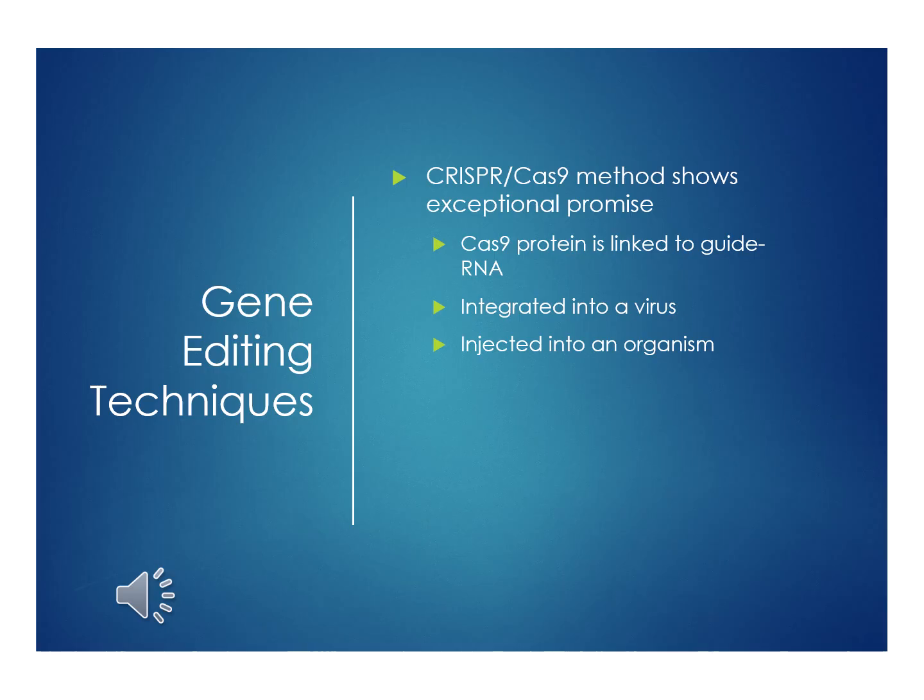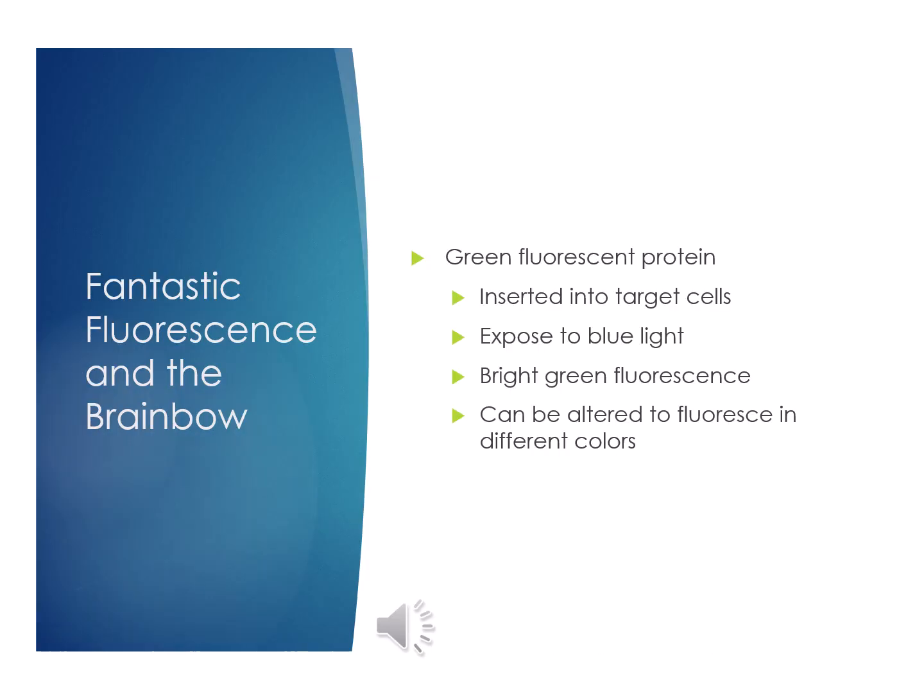The CRISPR, or Cas9 method, is generating a great deal of excitement in the scientific community, and we will talk more about this in class. The GFP gene can be inserted into target cells that are later exposed to blue light. This produces bright green fluorescence for visualization. The GFP gene can also be altered to synthesize proteins that fluoresce in different colors.